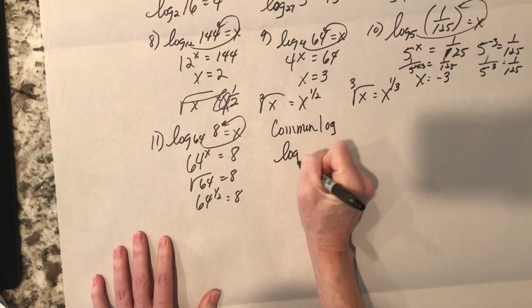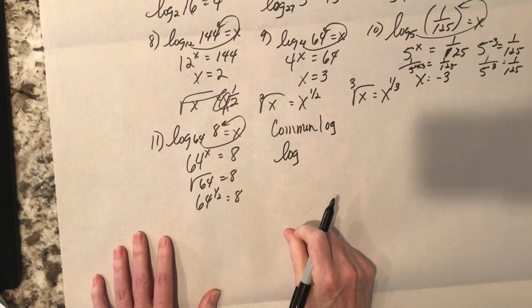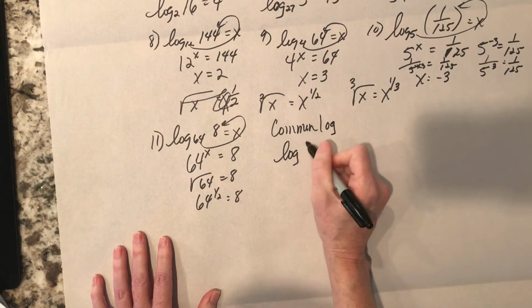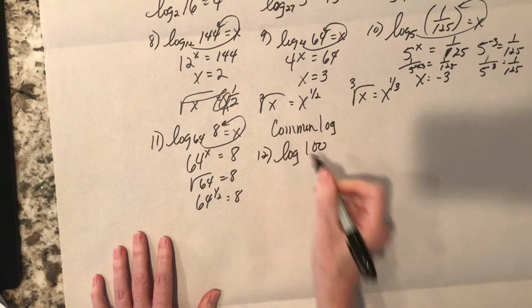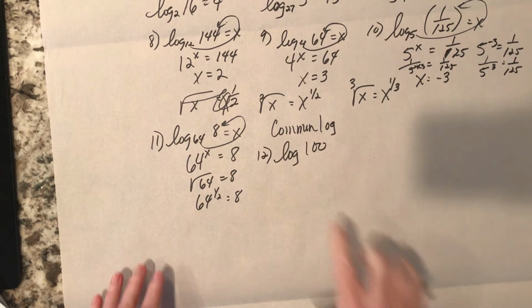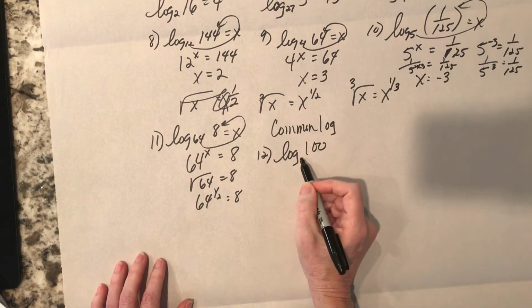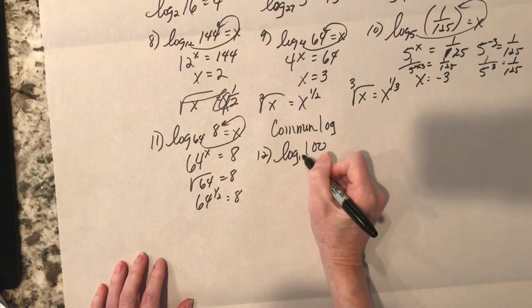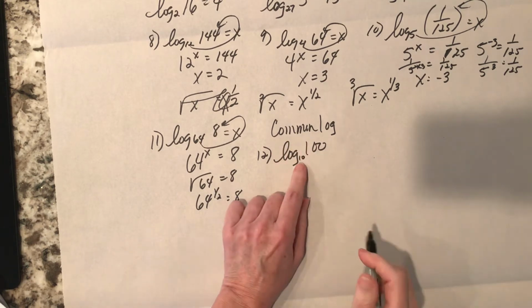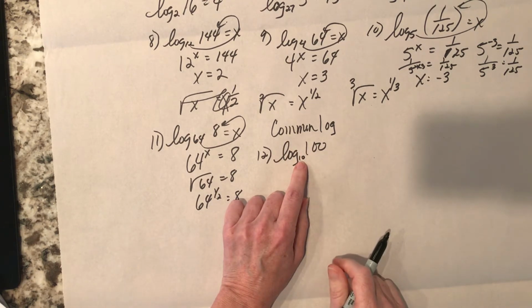We're going to have log with no base written there. For instance, the example, number 12. Number 12 is log of 100. This is number 12. Log with no base of 100. This is called a common log, where there is no base written there. It's understood, if you don't show one there, to be a 10. So when you're missing the base, it's understood to be a 10.